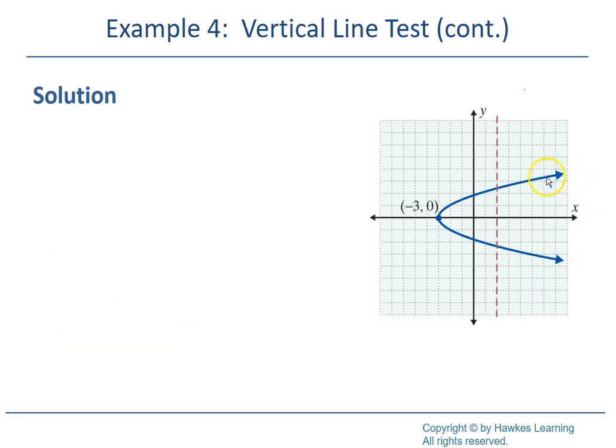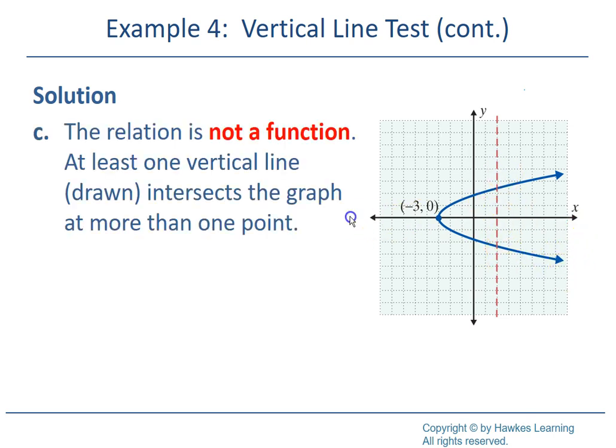Now, how about this sideward parabola? Again, here it would only intersect once, but here twice, here twice, here twice, and they're showing you it's intersecting twice. So a sideward parabola is not a function. It does not pass the vertical line test.